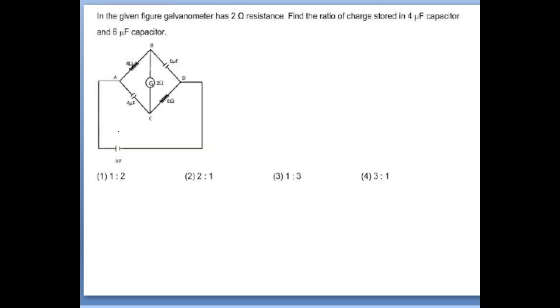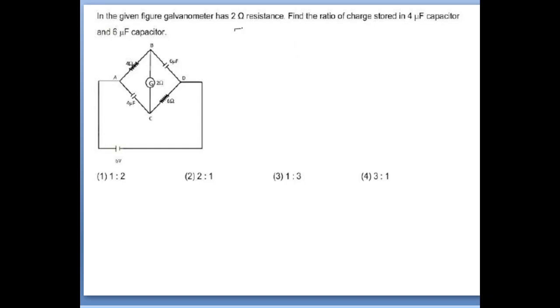Next question. This question is from current electricity. The question is a little bit tricky, but you have to understand it first. There is a Wheatstone bridge connected here, with a 4 microfarad capacitor here and a 6 microfarad capacitor here, and 4 ohm and 6 ohm resistors. In the center, a galvanometer of 2 ohm resistance is connected. Listen here, he has given a galvanometer.